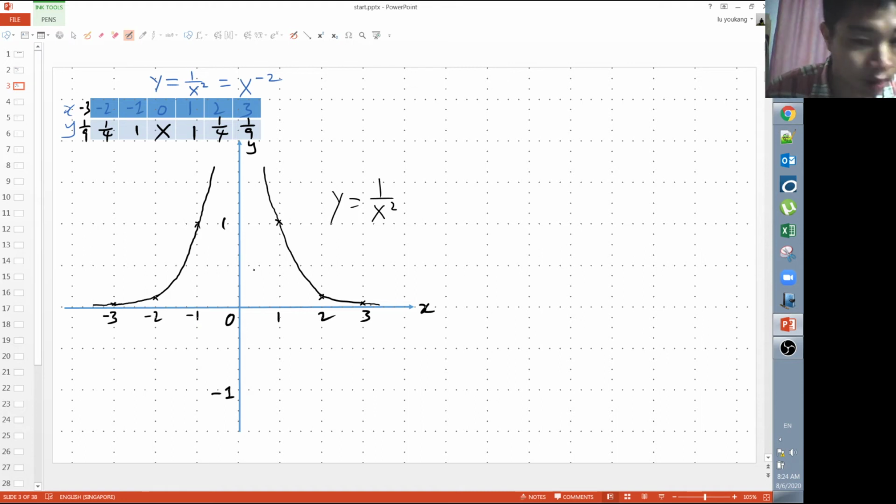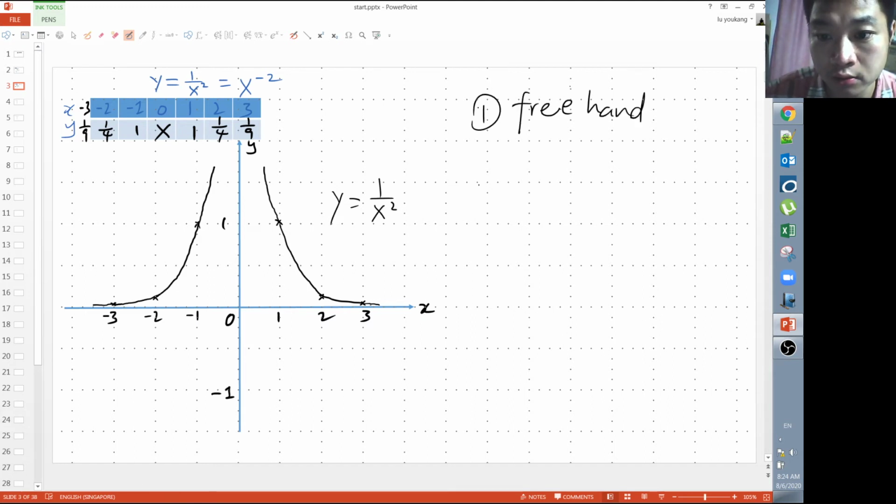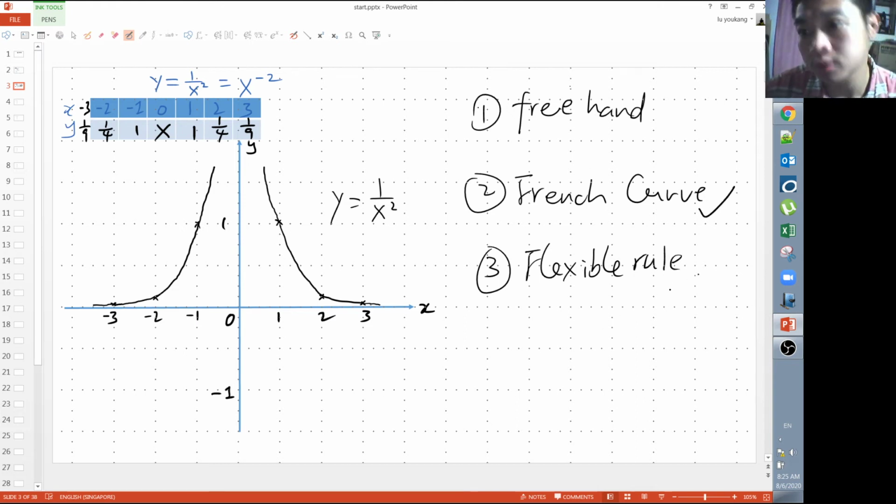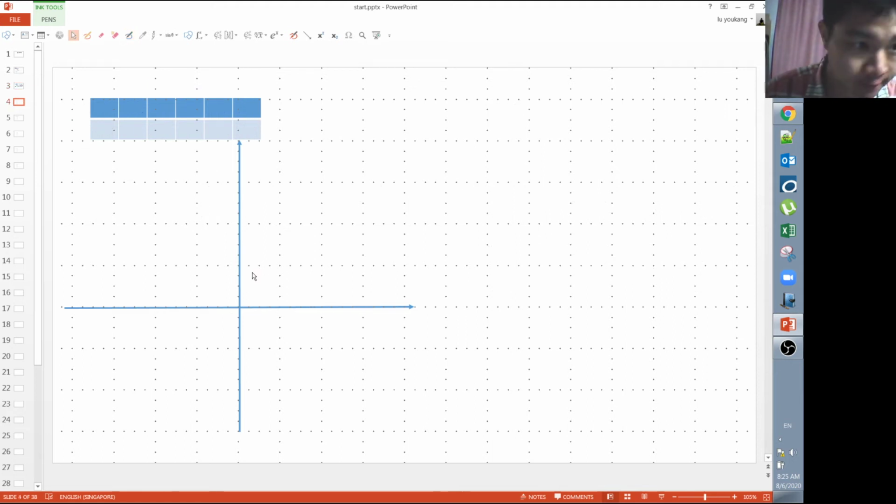So I was talking about instead of drawing it freehand, you can also go ahead and buy the French curve set, or you can also use a flexible ruler. This French curve is preferred. If not, use a flexible ruler. So you don't have to draw it freehand, because it's really challenging to have a good curve if you draw it freehand.